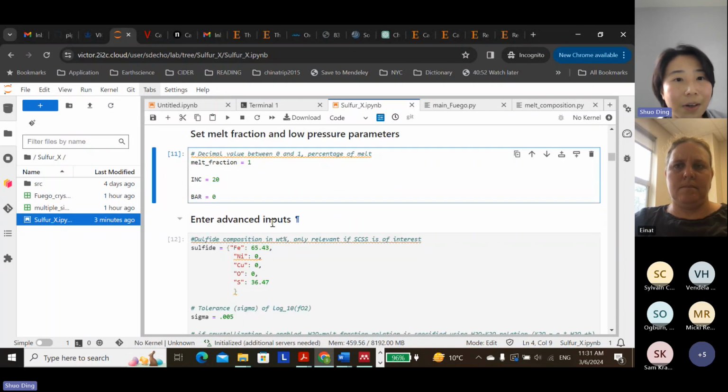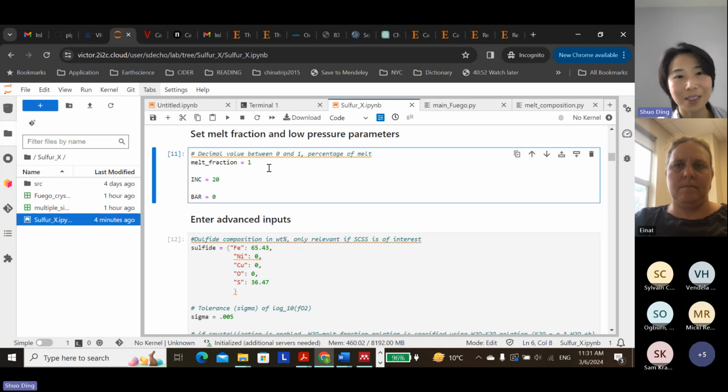And here, this one, I think the melt fraction is the starting melt fraction. It always starts with 1. And then this incremental and the bar. This is basically because SulfurX is more likely to give all those big excursions at a very low pressure.